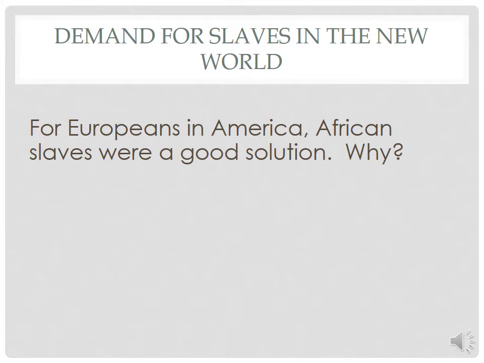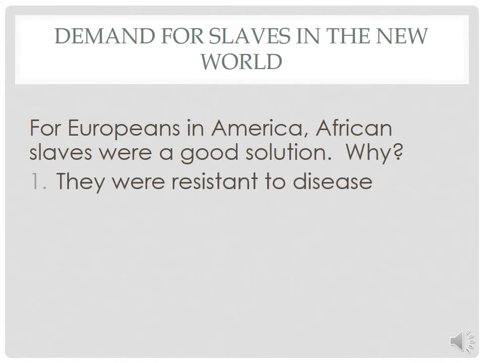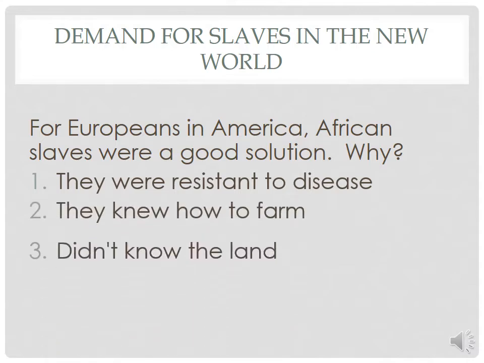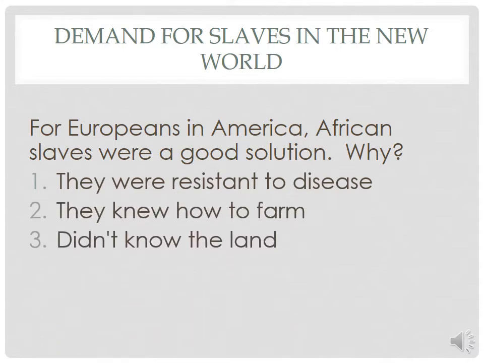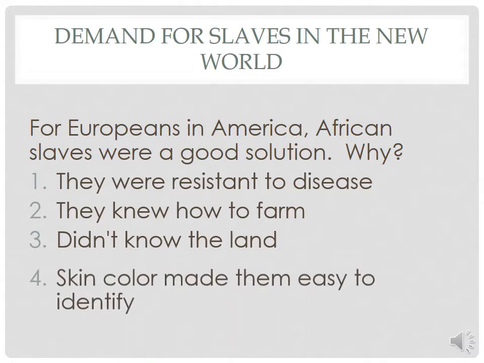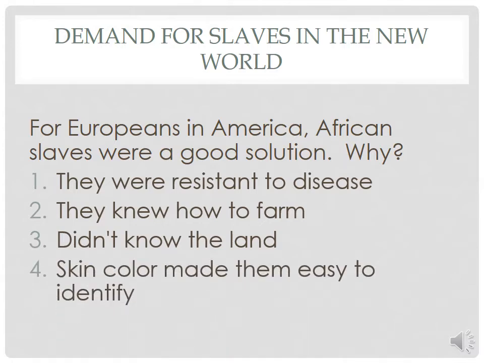So, the demand for slaves in the New World. For Europeans in America, African slaves were a good solution to this problem of where the labor was going to come from. All right, they were resistant to disease. West African slaves had already come into contact with Europeans prior to these explorations into the New World. Europeans were already trading with people in West Africa, and vice versa. So they were resistant to disease, and weren't killed off by things like smallpox and the flu.